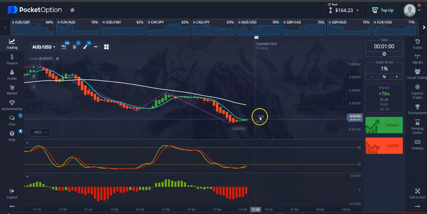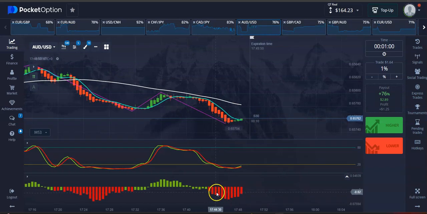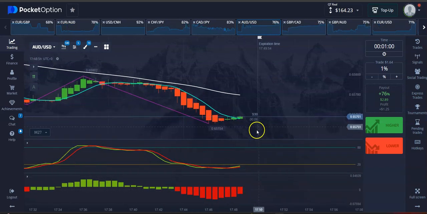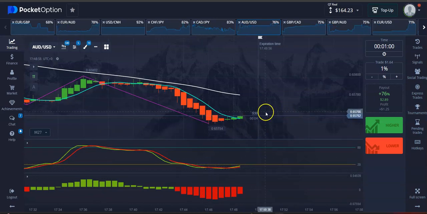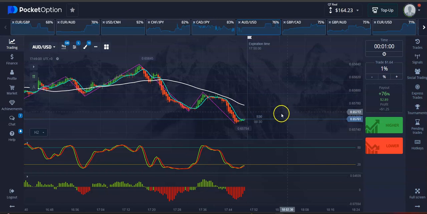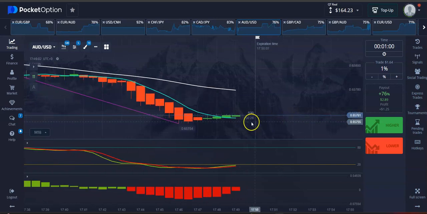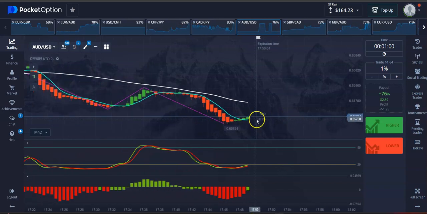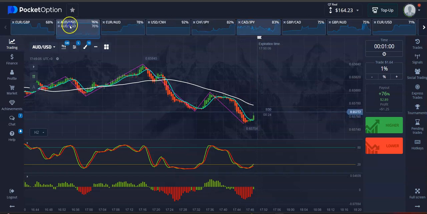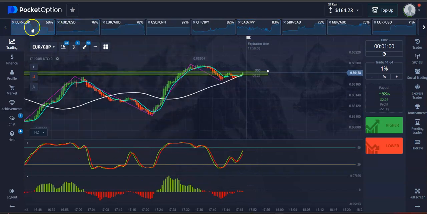Seems like the price will have a continuation to the downside because we can see a strong bearish volume right here. It's an oversold level, but we are on a downtrend, as you can see right there. Okay, so we're gonna wait on this one. We're gonna keep an eye on this one and see.